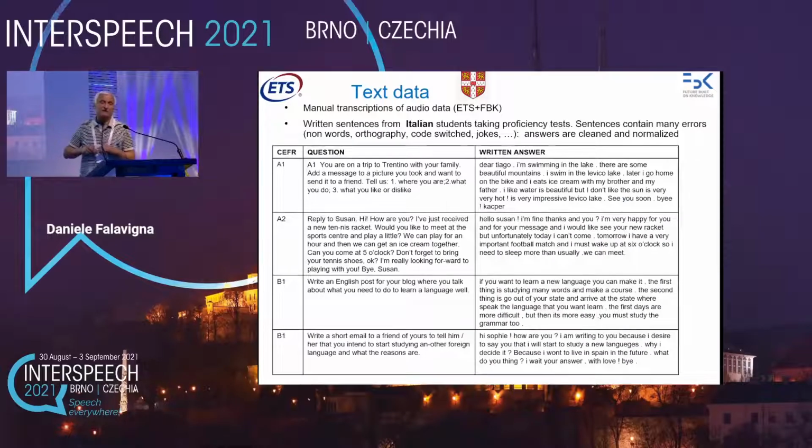Text data. Text data comes from the manual transcription of the audio recordings and also from the written sentences of the Italian students taking the proficiency tests. We performed some normalization because the written sentences contain many, many errors.